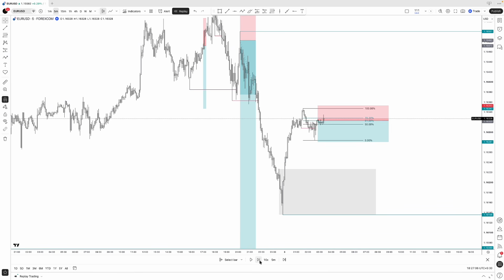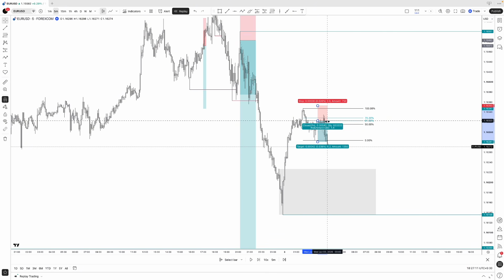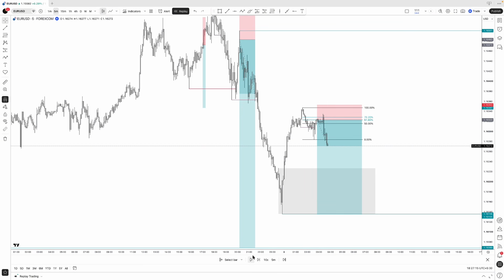So let's see what happens. And there it is, starting to move down. So you can even leave the rest down into this low. So let's see what happens.